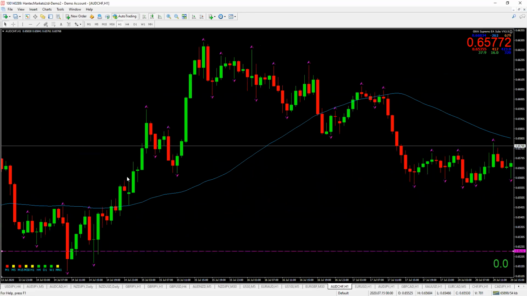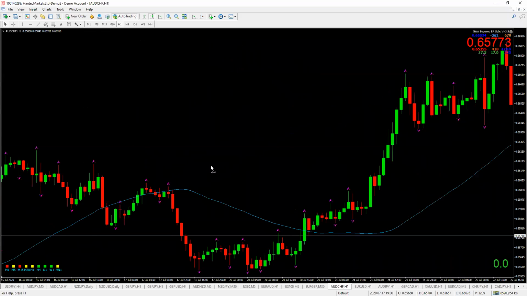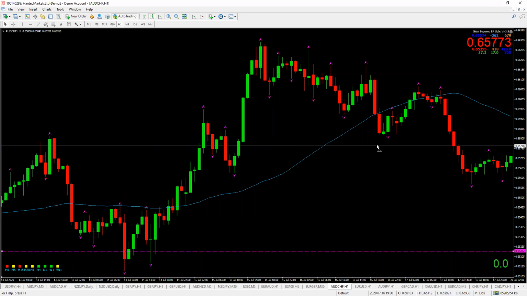Now listen to this. See, anywhere you move the screen, you can tell whether there's an uptrend or a downtrend just by checking where the price is relative to the moving average. If it's above, it's an uptrend. It could be a short-term uptrend.